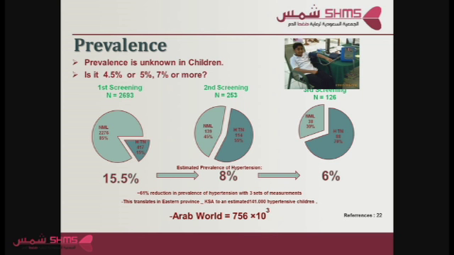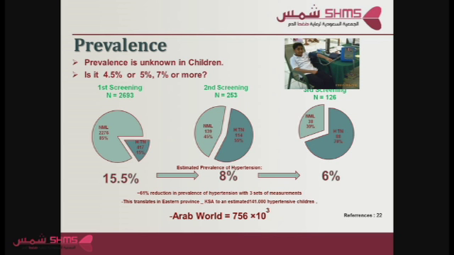Upon the Saudi centiles, we conducted a campaign to see how prevalent hypertension is in our population. So we did the campaign. We studied 2,693 children, and we found 417 to be hypertensive, which constitutes around 15%.